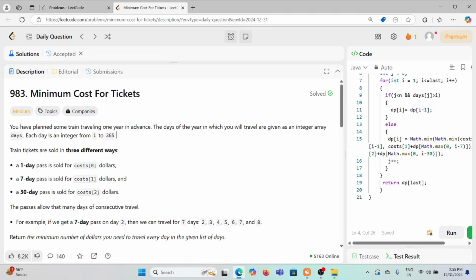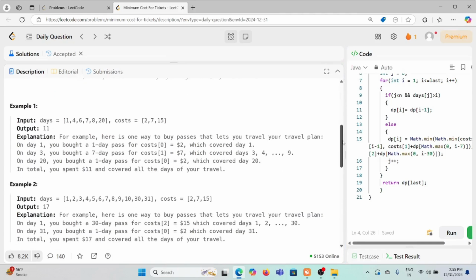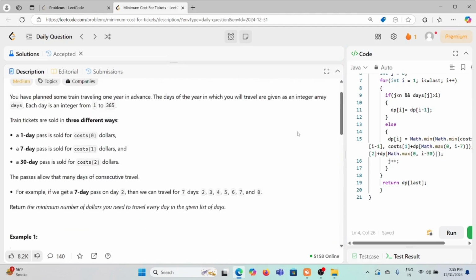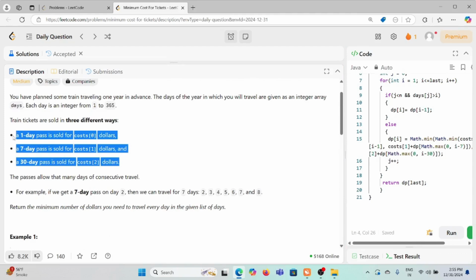So now what we have to do is, train tickets are sold in 3 ways. We can take either a 1 day pass, and we are given one array, the cost array. At the 0th location, $2 could be the price for a 1 day pass, $7 is the price for a 1 week pass, and for example $15, which is at the 3rd location, is the price for the 30 days pass. These are the 3 different ways to buy a pass.